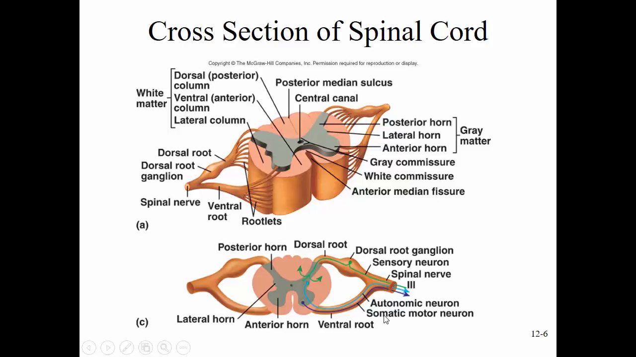And we're going to look at reflexes. There's 2 different types of reflexes that we see. Some are autonomic, and some are somatic. And we'll talk about the differences between those.